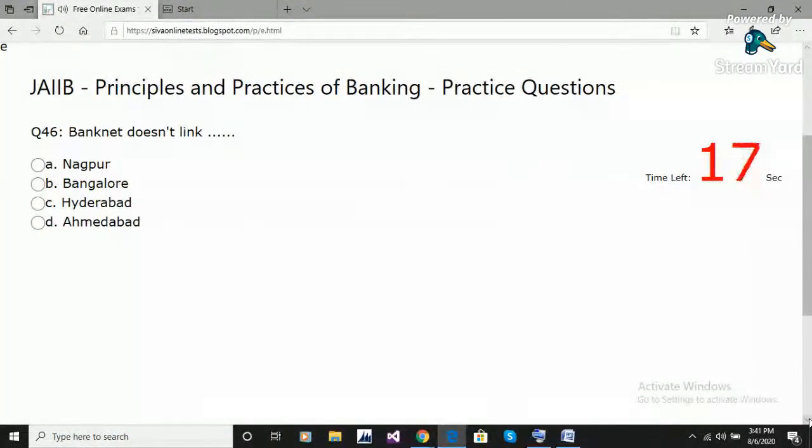Question 46. BankNet doesn't link. Option A. Nagpur. Option B. Bangalore. Option C. Hyderabad. Option D. Ahmedabad. Answer D. Ahmedabad.